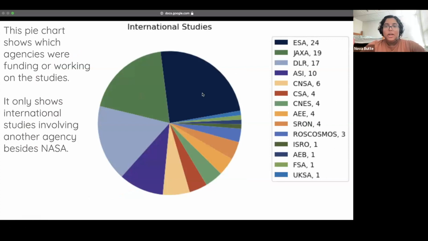And then this is the third pie chart. This shows which agencies were working with NASA or funding these studies alongside NASA. So this chart only shows percentages of the international studies. It doesn't include the ones that were just NASA. So the top 3 collaborators are Europe, Japan, and Germany.